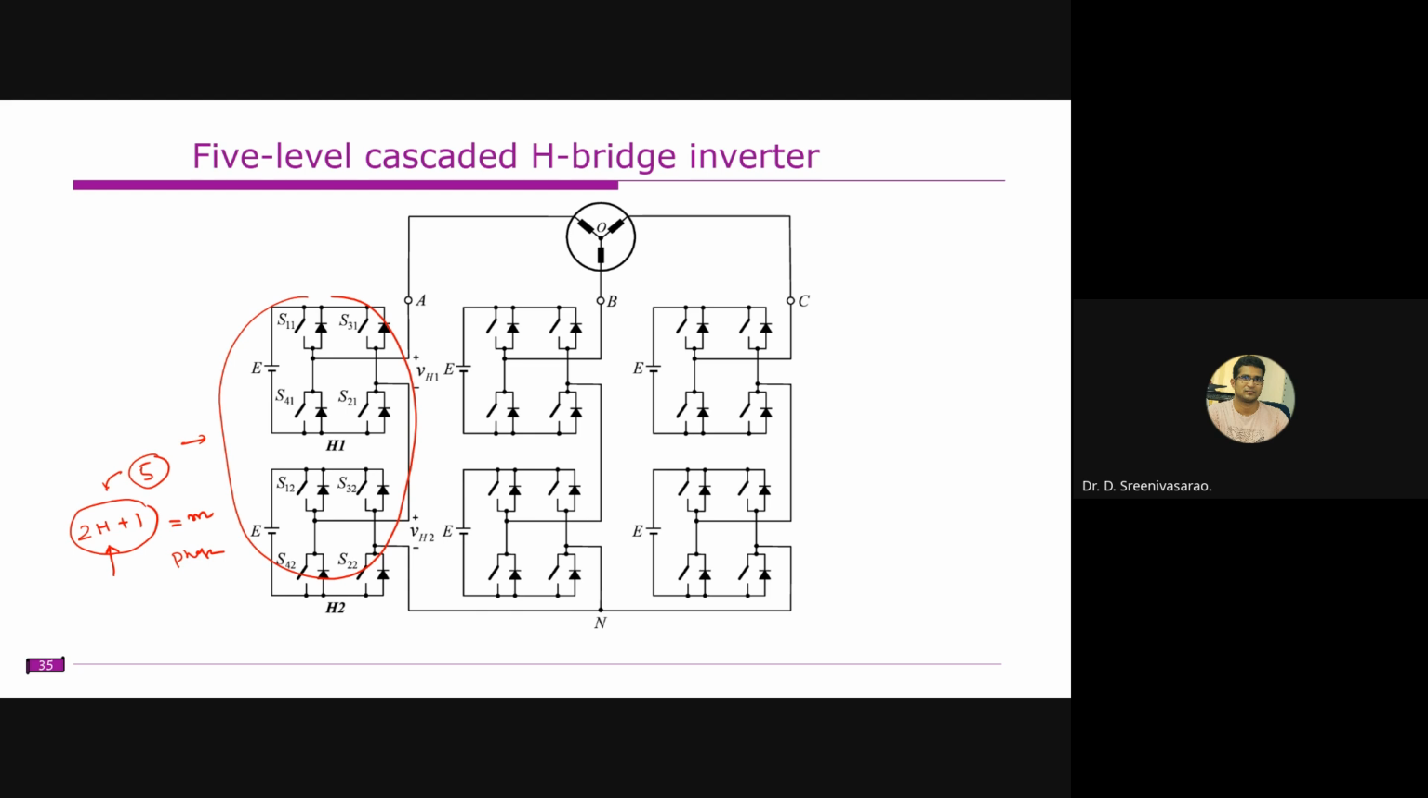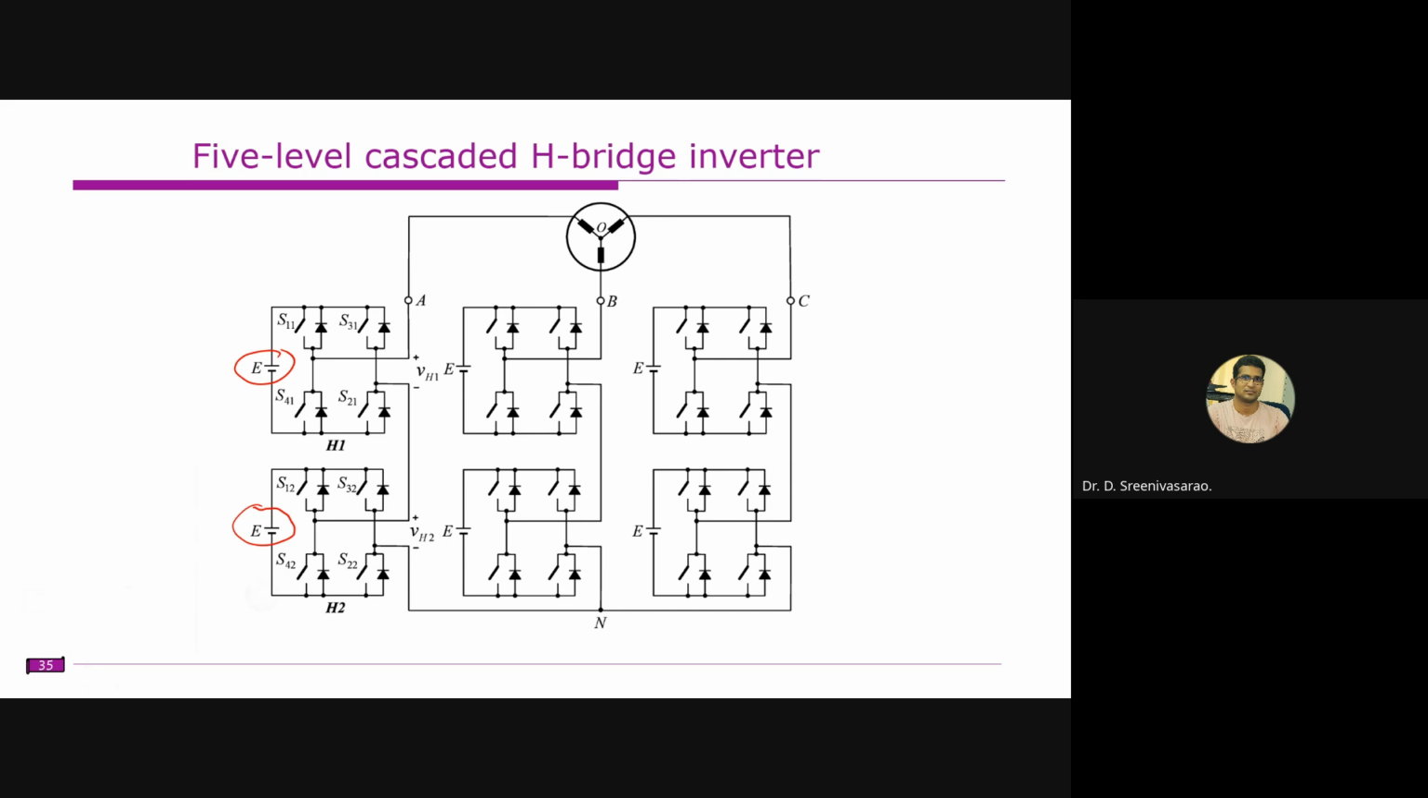Similarly, here 3 H bridges are there, so you will get 7 levels. And if 4 H bridges are there, you will get 9 levels. The level number is always an odd number. So here one important thing is that it will be a symmetrical case. In case of symmetrical, this is E voltage and this is also E voltage, so that will become a symmetrical H bridge or cascade H bridge.